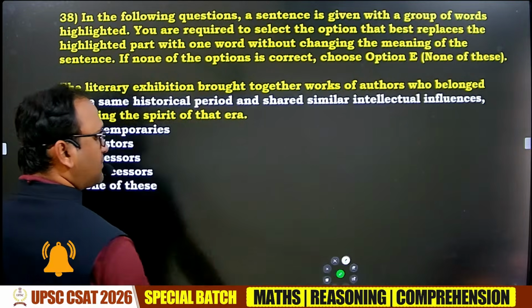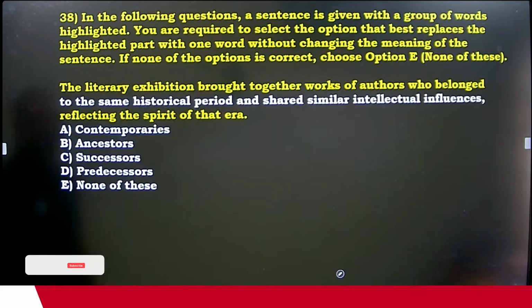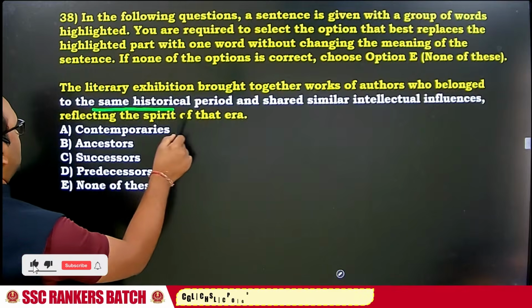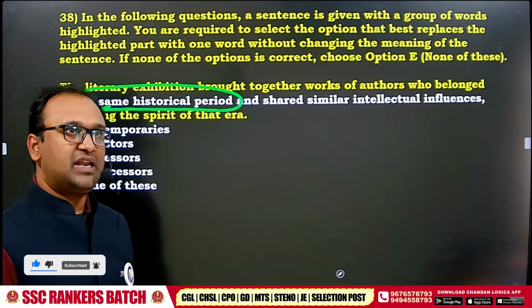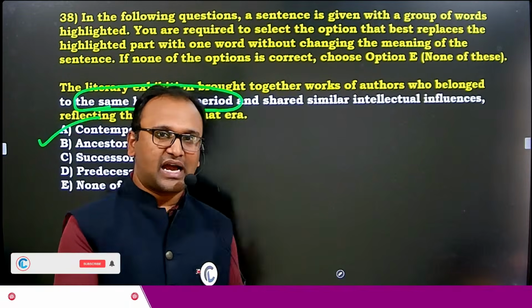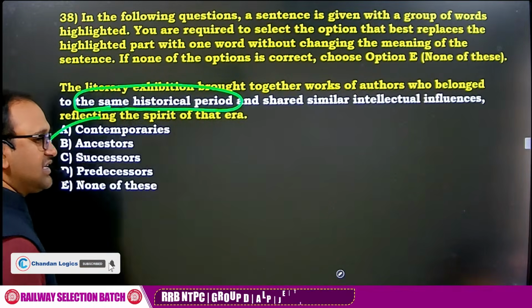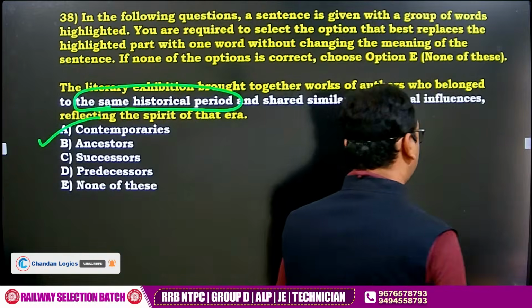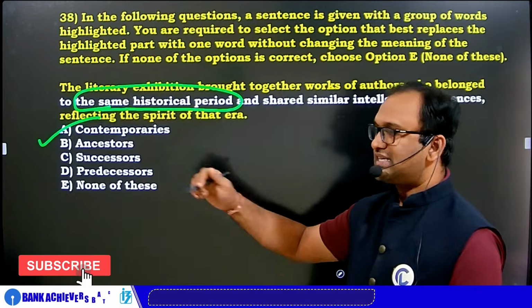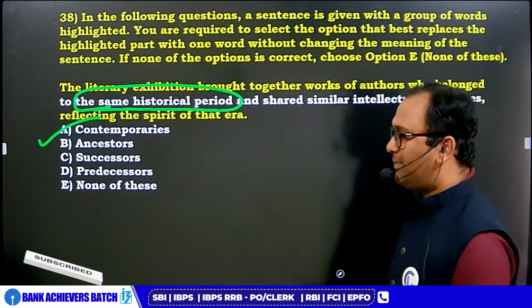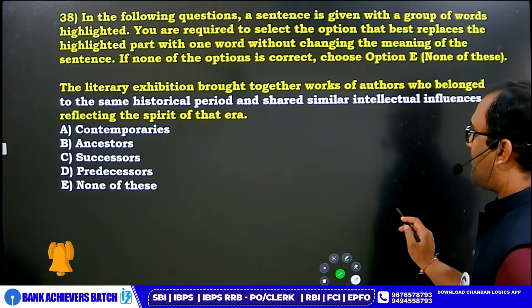Now, if you observe here, at the same time. What is at the same time? Contemporary. Contemporary means happening at the same time. Ancestors are old people. Successor is after, predecessor is before. But at the same time, contemporary.